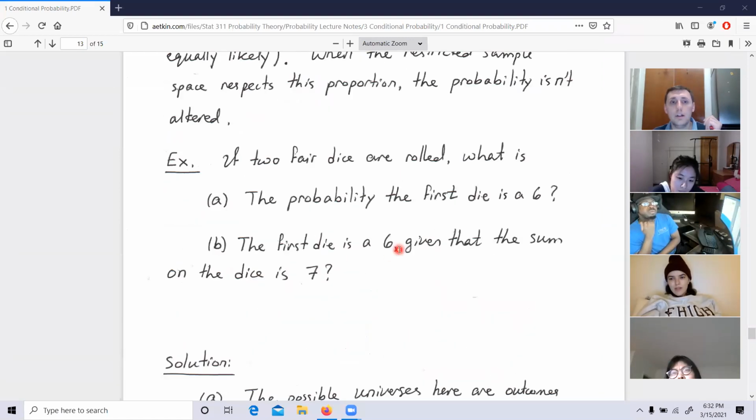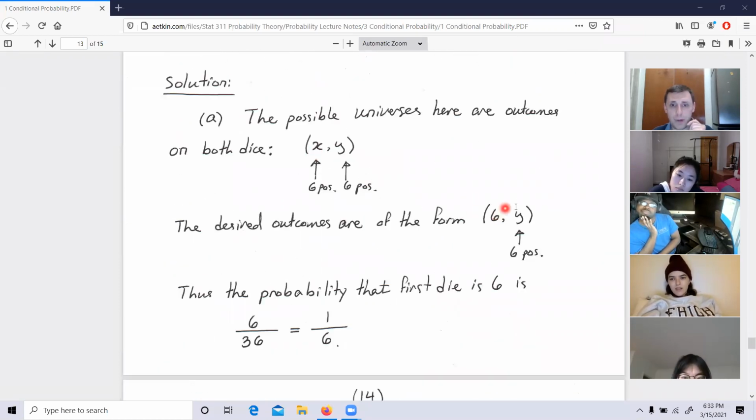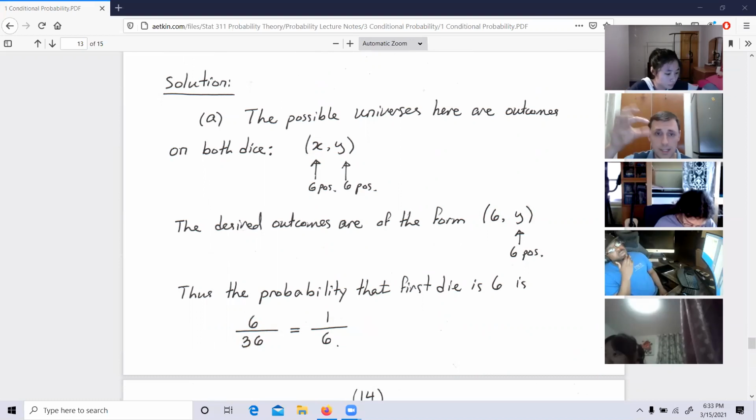So here, the first die is a 6. So I don't ignore what happened on the first trial. I just put it to be 6, and the second could be anything it likes. So I consider this to be 6 over 36, which happens to be 1/6, guys. You see, because I could cancel it out. But 1 over 6 is the situation where I consider the second die by itself.